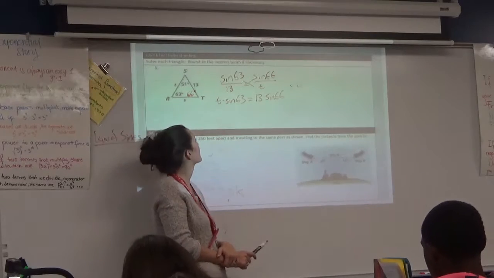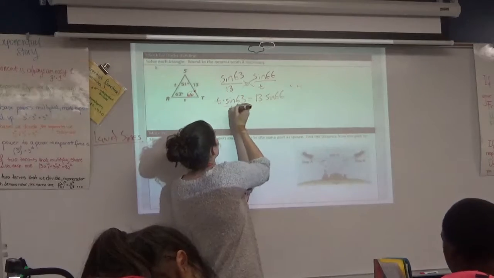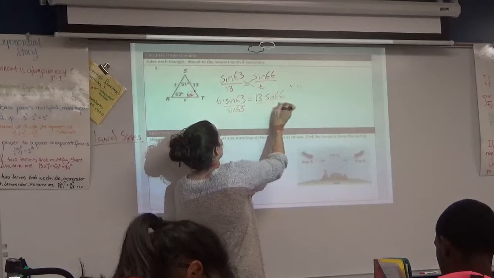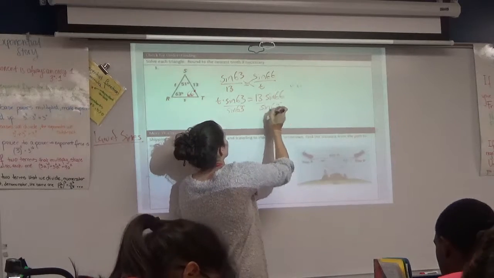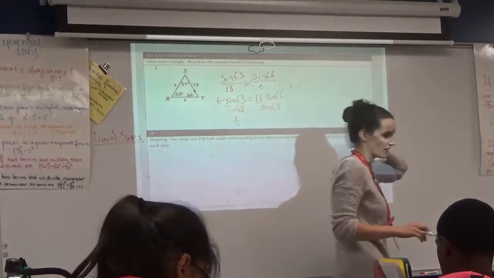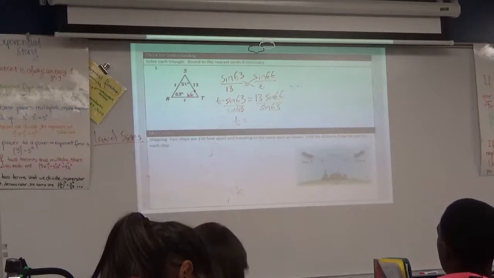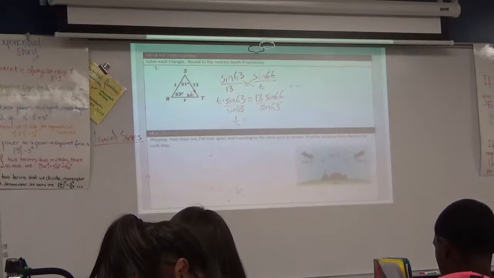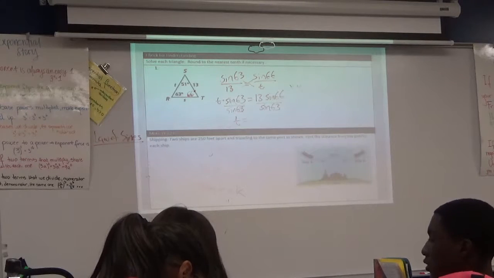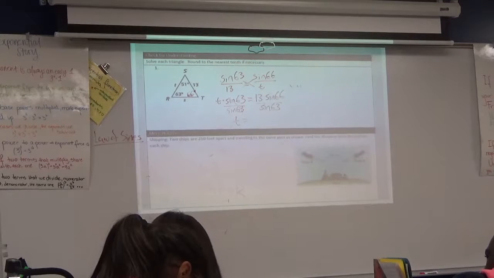The last step, how can I get T by itself? Adrian? Good. And then we just make sure that we're in degrees, and we plug that whole thing into our calculator. So go ahead and plug that in and see what you get. 13 times sine of 66 divided by sine of 63.